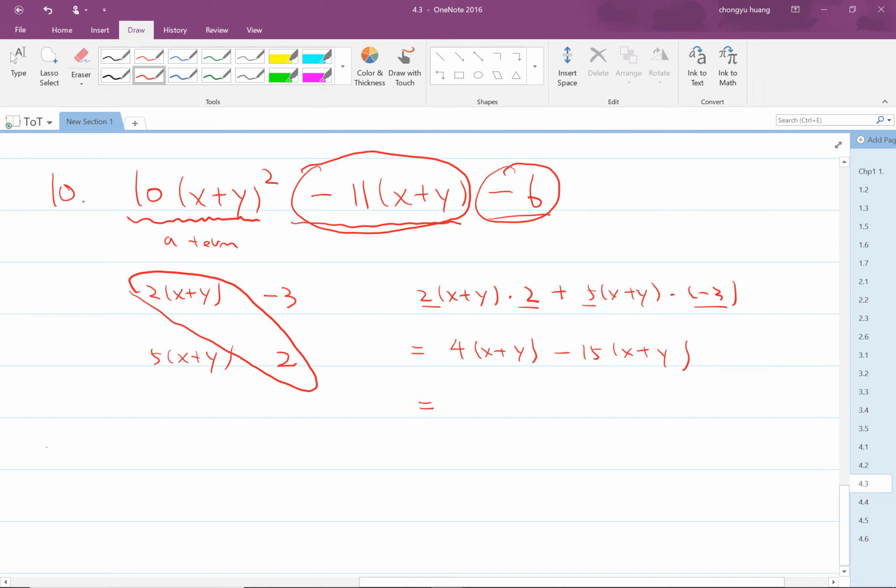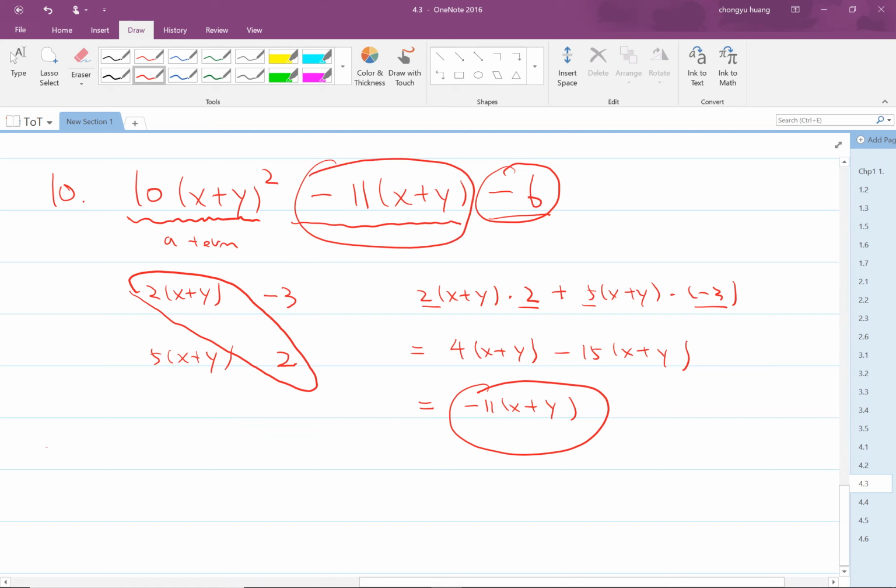And you found that 4x plus y minus 15x plus y becomes negative 11x plus y, right? Is that right? So it's actually negative 11x plus y. Negative 11x plus y is exactly what we are looking for. So we actually get the right combination.